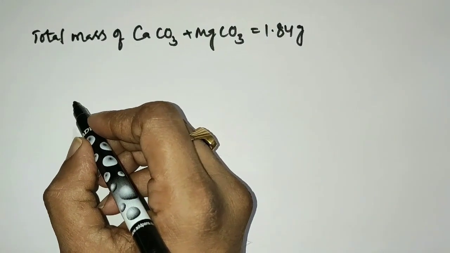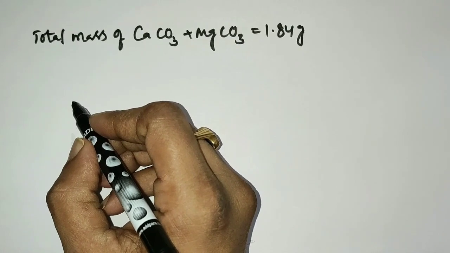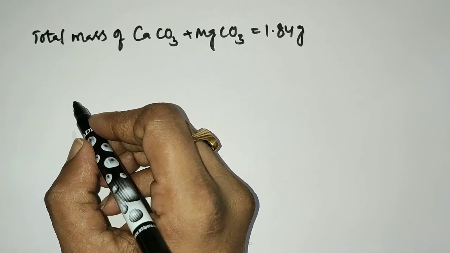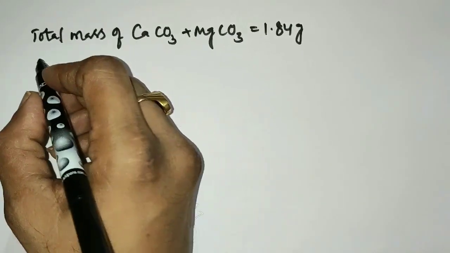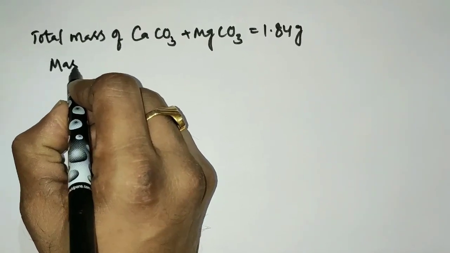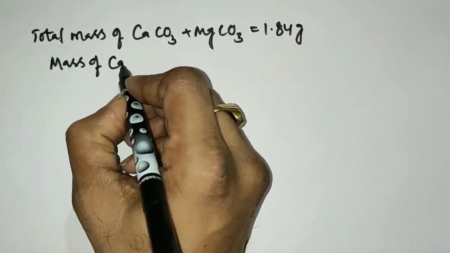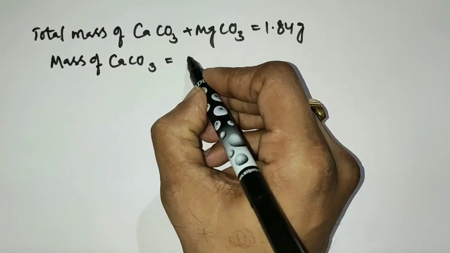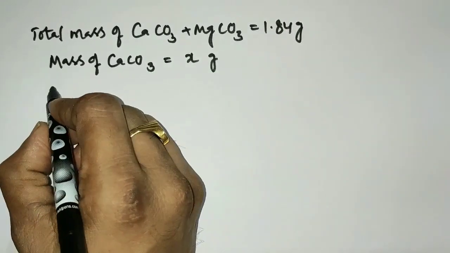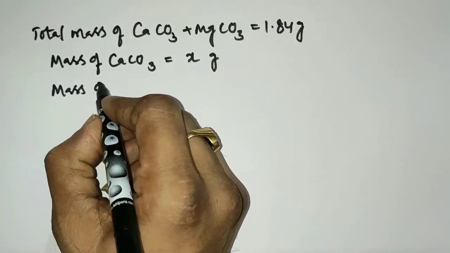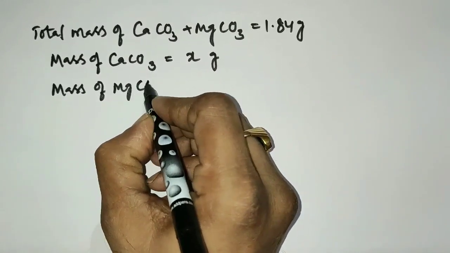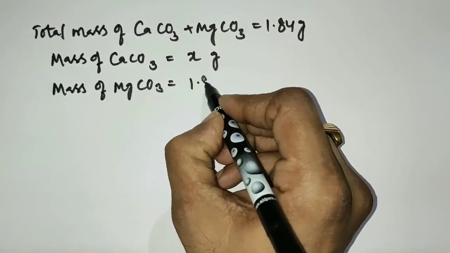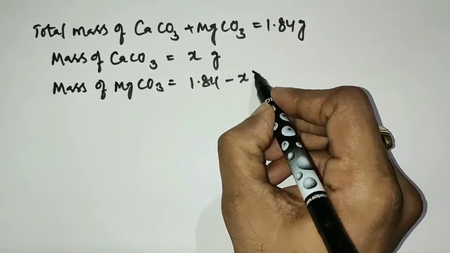But to find out the percentage composition, we need to know the mass of individual components, which is not given. So let us consider mass of CaCO3 in the mixture as x grams. Then mass of MgCO3 will be 1.84 minus x grams.